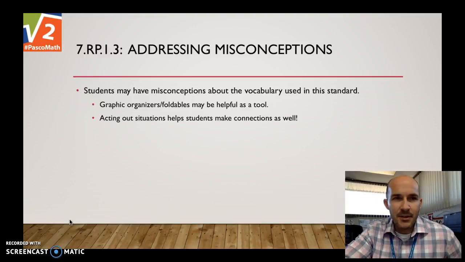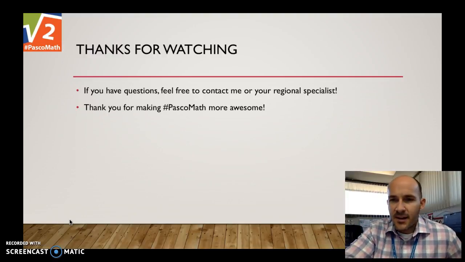So some misconceptions might be vocabulary, and so graphic organizers and foldables might be a helpful tool, and acting out the situations always helps students make those connections as well. So that's it for this standard.